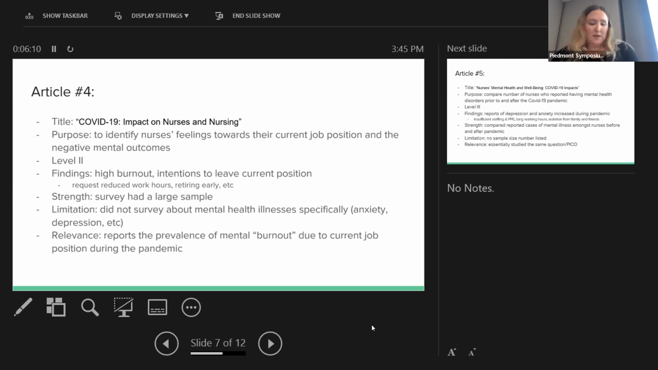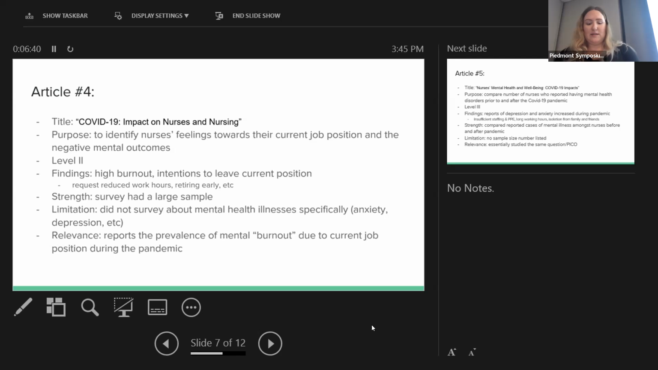So my 4th article here, the researchers' purpose was essentially to look at nurses' feelings towards their current job position during the pandemic. They did this through surveying various hospitals in New York and Illinois, and they had about 6,500 nurses in the sample. They found that 48%, so almost half of them, reported developing high mental burnout from the pandemic. And because of that, 24% of them intended to leave their current job position.